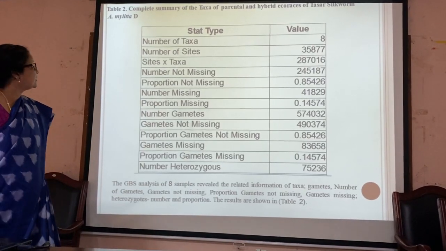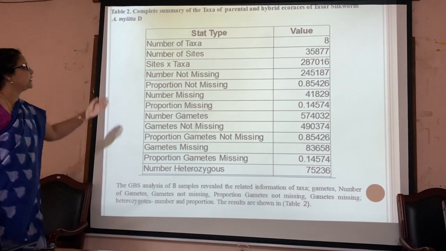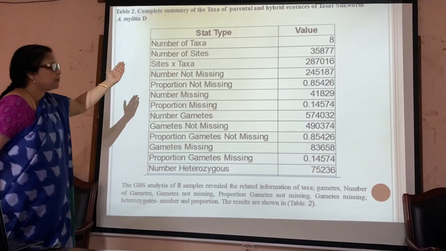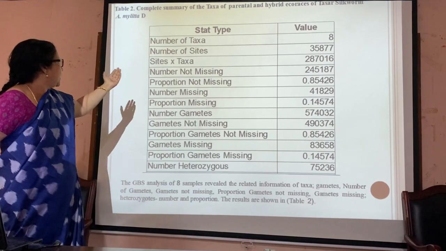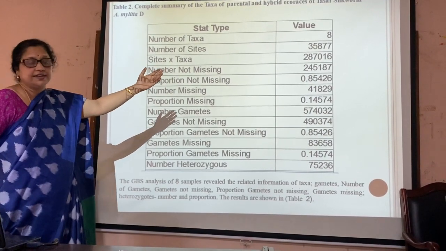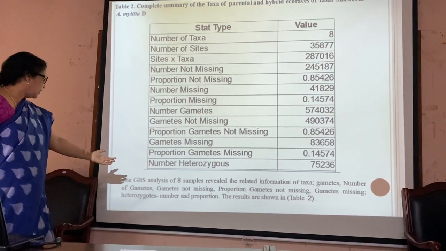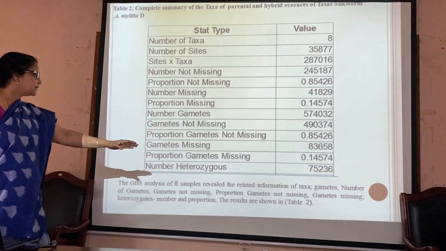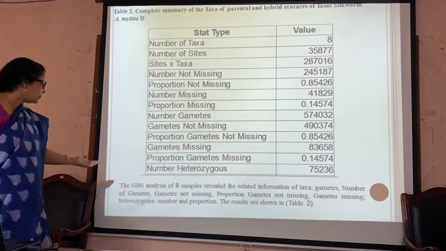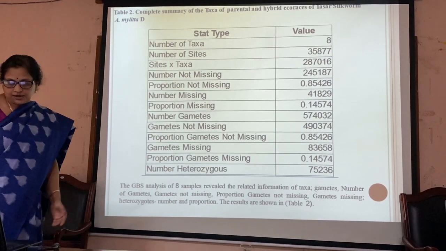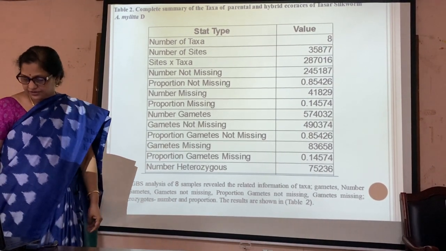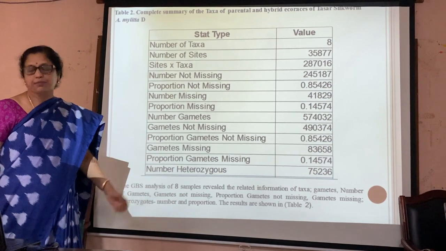And this is the complete summary of taxa of parental and hybrid ecoraces of Tasar silkworm. So the number of taxa were 8, and the number of sites were 35,877 and so on. This GBS analysis of 8 samples revealed the number of gametes, gametes missing, proportion of gametes and all these things, which is generated by the Illumina.